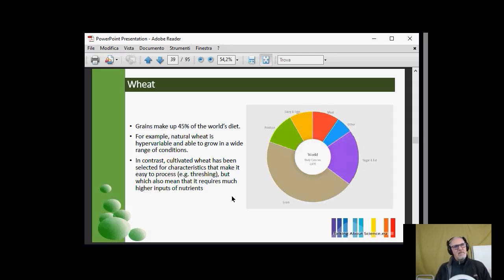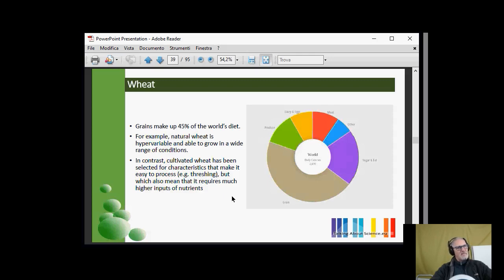Natural wheat has been described as being hypervariable. It grows all over the place in all sorts of different forms. And it's able to adapt itself to many, many different types of climate situations. This is in complete contrast to the cultivated wheat, which has been selected for characteristics which make it easier to grow and easier to process.